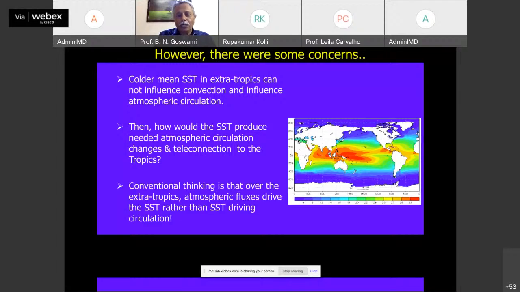In fact, people's general thinking has been that it is not the SST that influences the circulation in the extratropics, but the circulation affects the SST through fluxes in the extratropics. This has been a connection. Therefore, there has always been a conceptual problem of how SST could have influenced this.